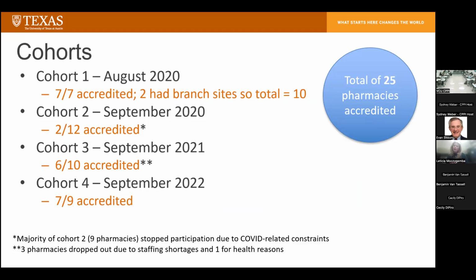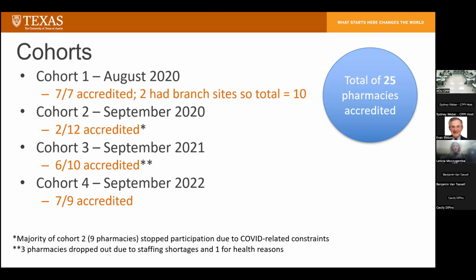Cohort 2 was our most challenging in terms of the environmental issues that impacted the setting when considering COVID. 2 out of our 12 ended up being accredited, but 10 had to drop out because of constraints that occurred after they had committed to the program. Some of them were COVID-related constraints. Some of them were staffing shortages. That was probably our most challenging year, considering the impact of COVID.